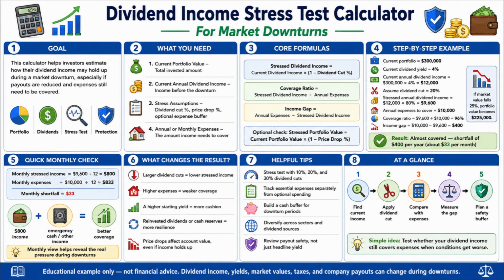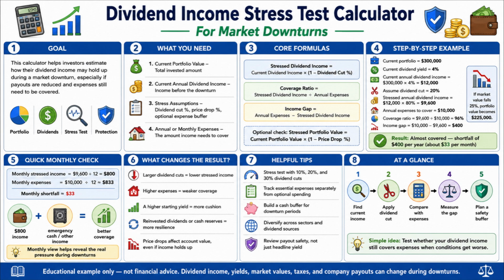Next, convert the numbers into a monthly view. $9,600 divided by 12 equals about $800 per month, while $10,000 of annual expenses divided by 12 equals about $833 per month. Therefore, the monthly shortfall is about $33. This quick monthly check makes the pressure easier to understand because it shows the real income gap during a downturn.